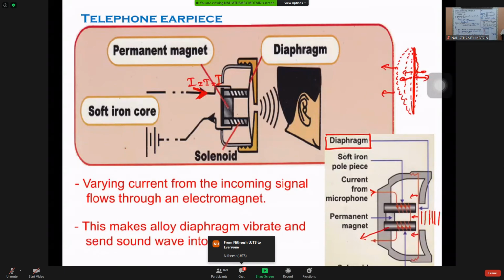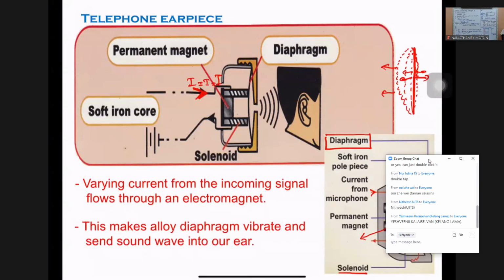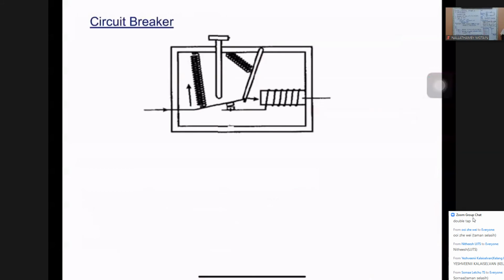I repeat, when the varying current flows in the coil, it makes the soft iron core become an electromagnet, where the strength of the electromagnet rises because the current rises. So this makes the alloy diaphragm be pulled, and then it will vibrate and send the sound wave into our ear. Simple, finished. That means here we are using soft iron core. Okay, the next one is the circuit breaker. We finish off first.